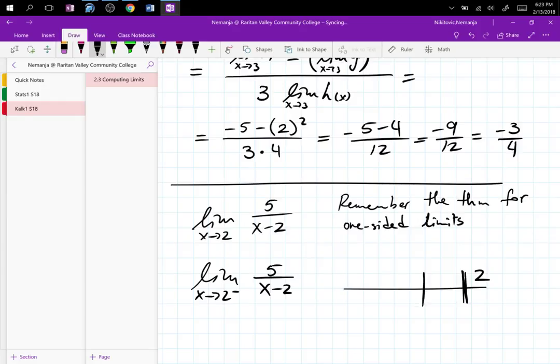And the way to approach 2 from the left is to go 1.9, closer, 1.99, closer, 1.999. And you compute these values. So 1.9 is going to give you negative 0.1, so negative 50. This is negative 0.01, so is it negative 500, negative 5,000?